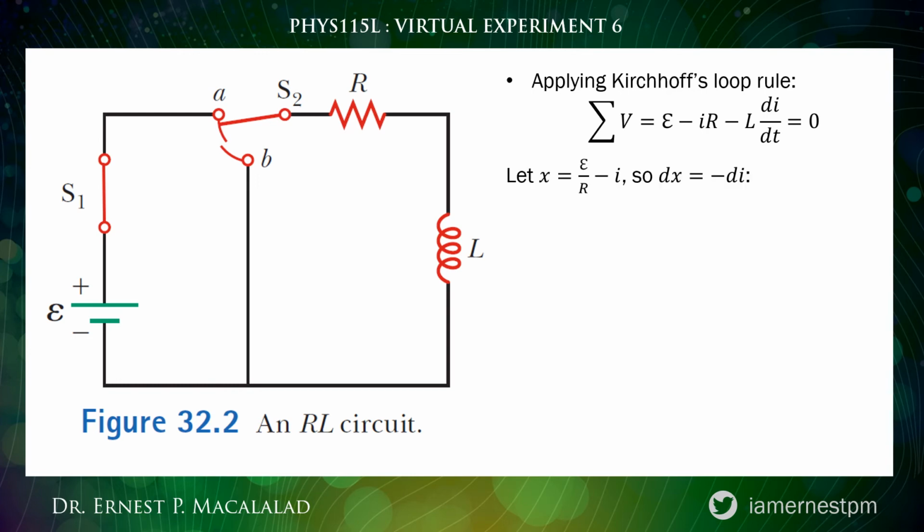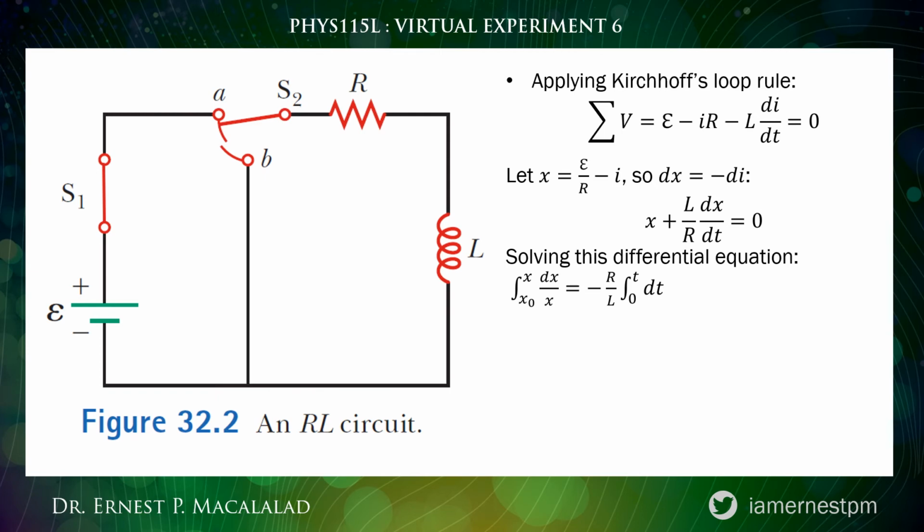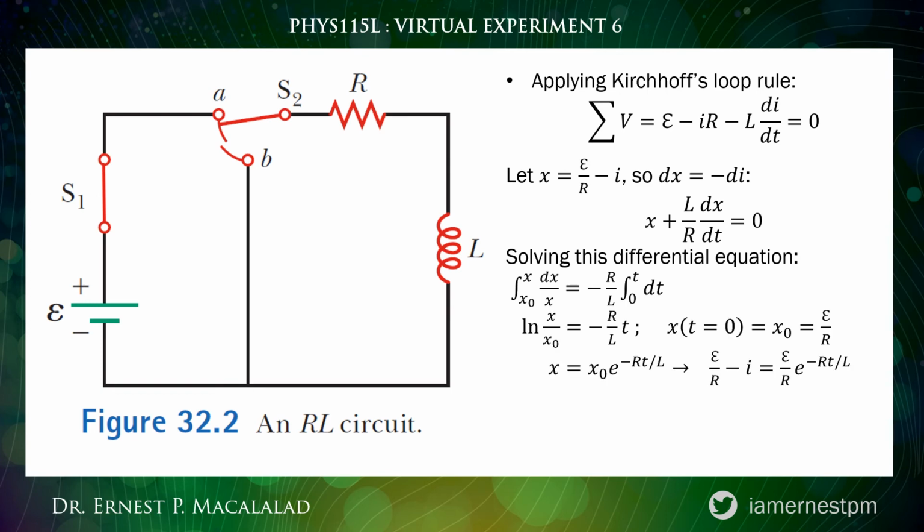Now, we can rewrite this by letting x equal E over R minus I, so that dx is equal to negative dI. Substituting this in the equation, we can simplify it. This is a differential equation which we can easily solve by integrating, and the end result is x equals x naught e to the negative Rt over L, where x naught is the initial value of x at time equal to 0, and x is the value at time t. Substituting back our definitions earlier, we can simplify this.